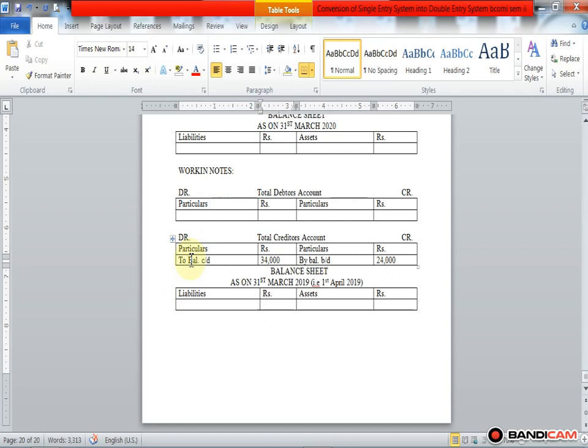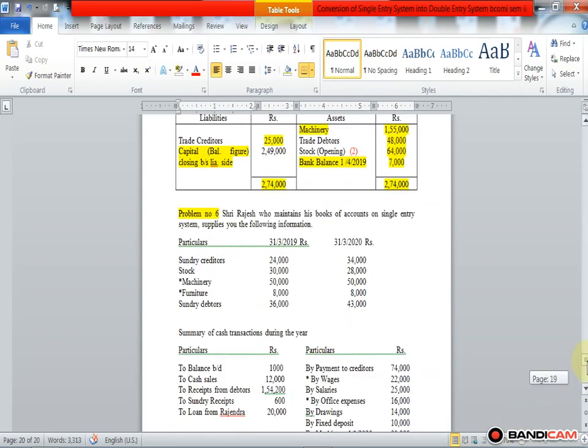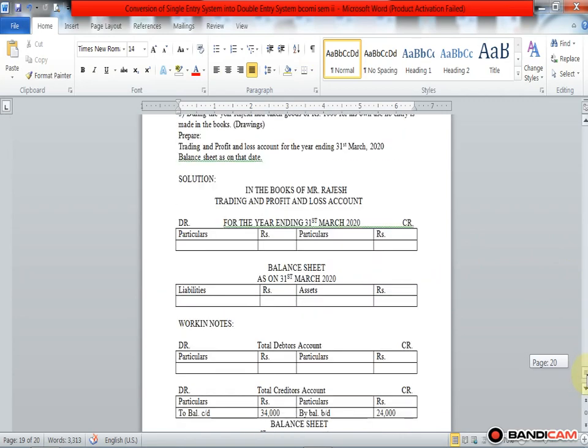So here the closing balance is always written on the bottom of the debit side. All the items which are related to creditors account will be posted above the balance carried down. Got it? Yes sir, got it. So here we transfer opening balance. Then opening balance is also transferred to opening balance sheet.